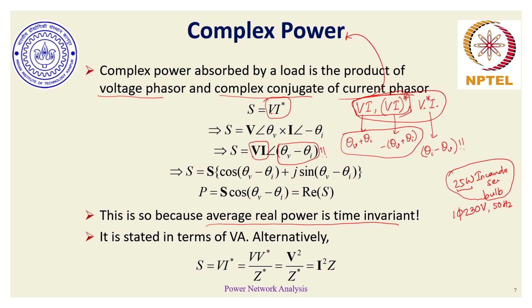Alternatively speaking, if I take this bulb and connect it to a system where the voltage specification remains the same, but the source frequency is now different, which is 60 hertz, this bulb would still consume 25 watts because its element or tungsten filament is designed to operate at this 25 watts. So essentially what I am trying to say is, for loads which are purely resistors, this notion of frequency is not important.